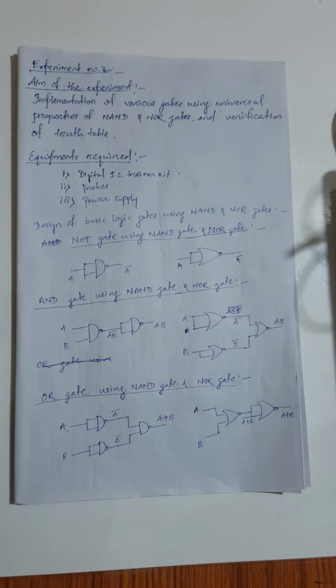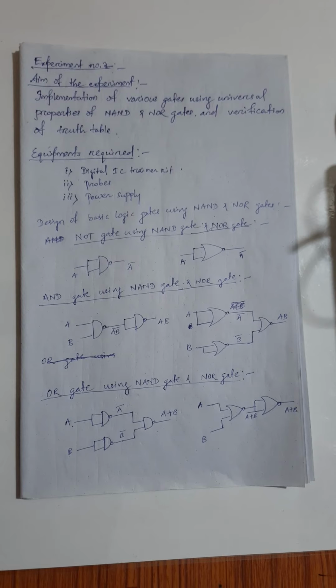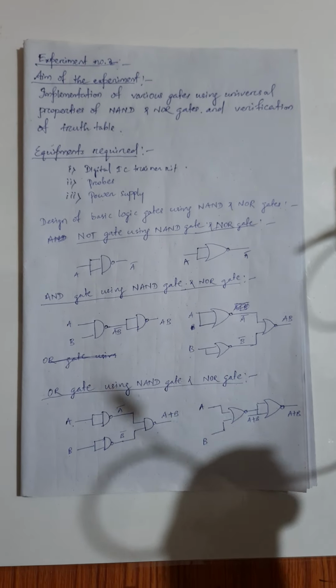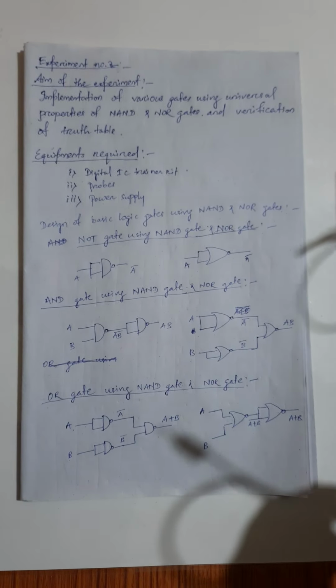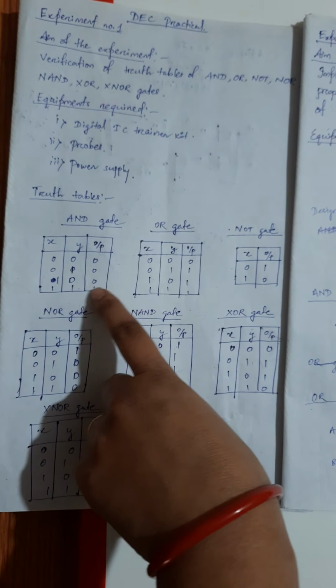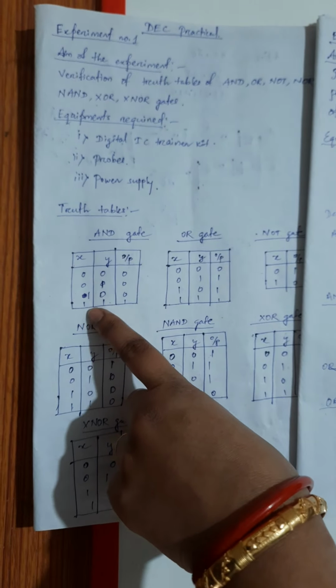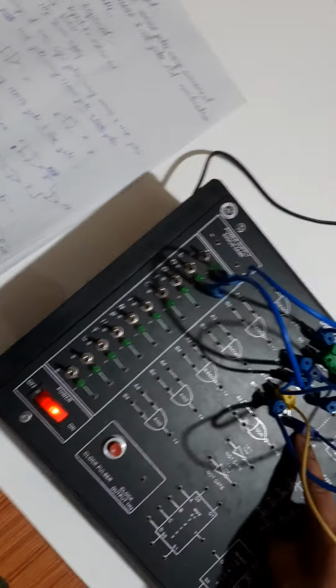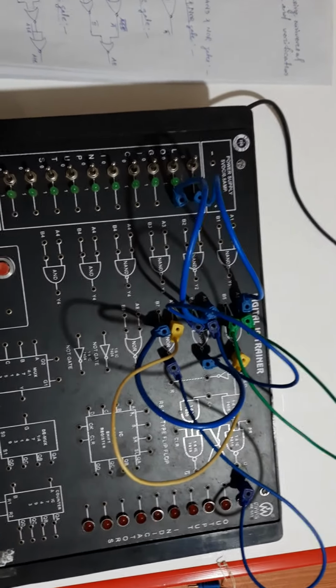Okay, now we can use NOR gates also to design this AND gate. Here we need 3 NOR gates, so we will do connection for 3 NOR gates. So this is the truth table of AND gate. Here you can see if both the inputs are 1, then only output will be 1, otherwise it will be 0. Here we have used 3 NOR gates to design that AND gate.